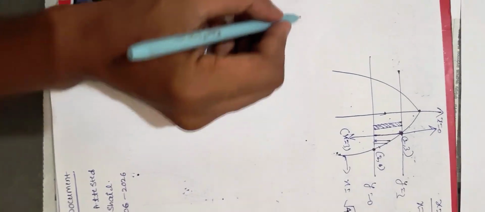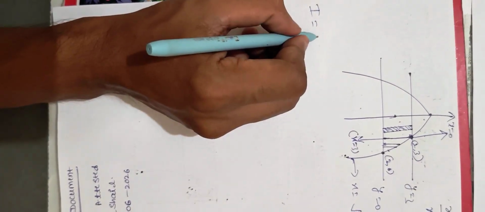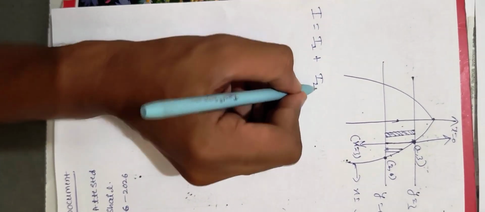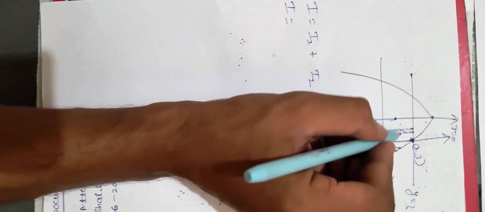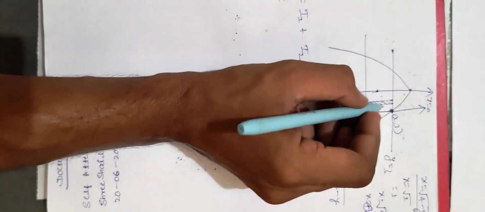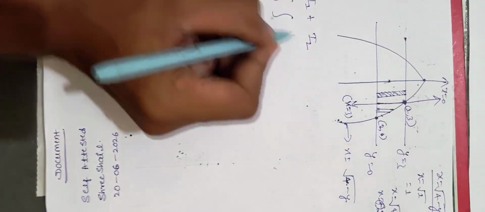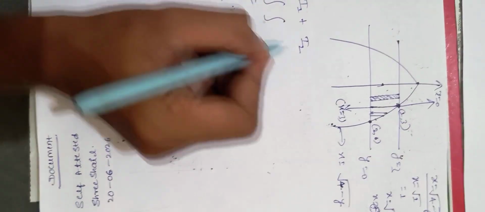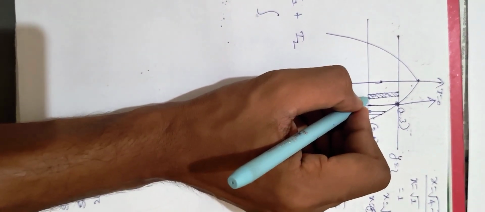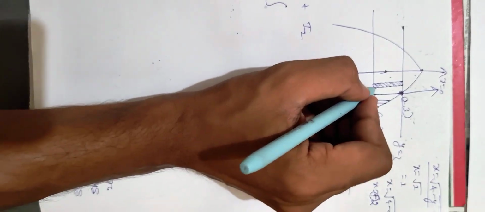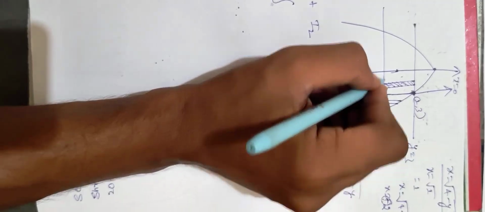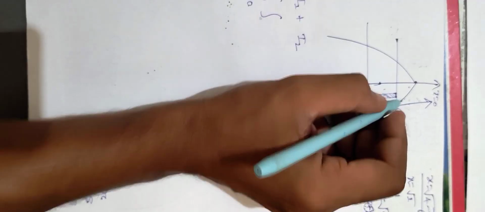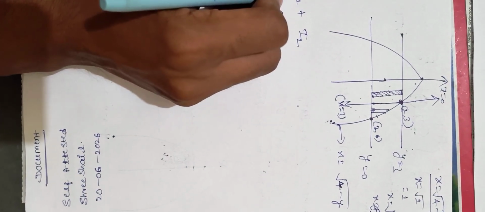Therefore the given integral splits into two regions: I1 plus I2. Now find the limits. Consider this one as the first region. First find the y limits. What is the bottom point of y? The strip lies on the x axis, which means y is running from 0 to the upper point, that is y equals 3.